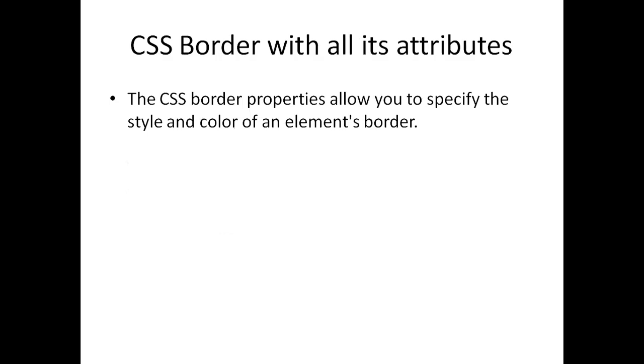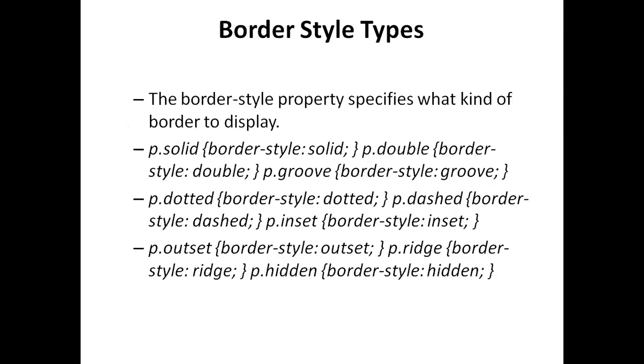Then the CSS border: after the margin and padding, there is the border. CSS border properties allow us to specify the style and color of an element's border. Whatever the element's border is, we can design that border, style that border, and color that border with the help of these CSS border elements.